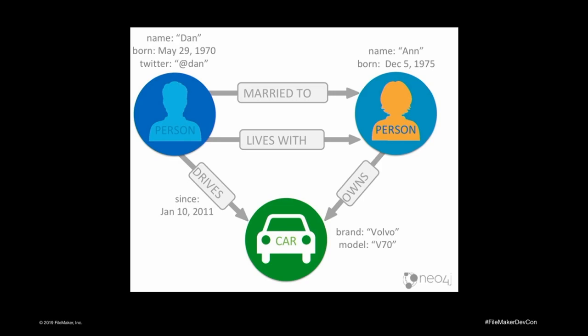So I can say Dan is not only married to Anne, but he also lives with her. And she owns a car. And he can drive it. But only since 2011. So note that relationships can have properties. Interesting concept, right? So relationships are equally as important as nodes in a graph database.